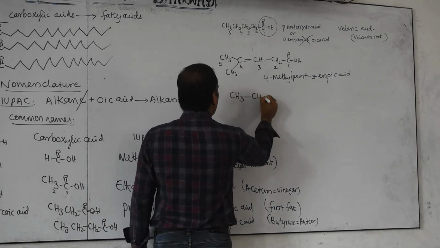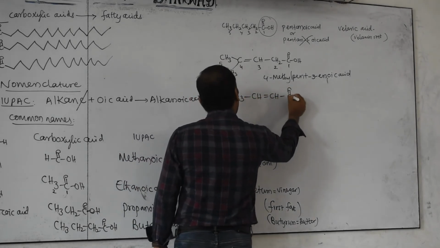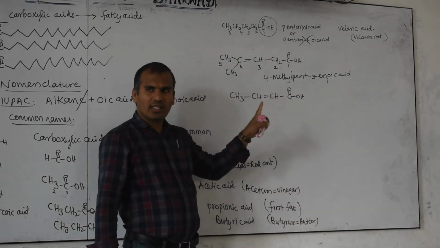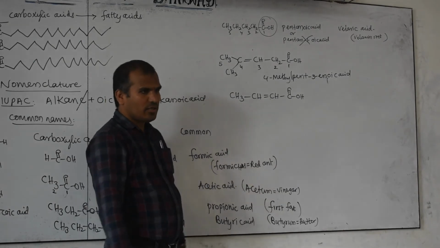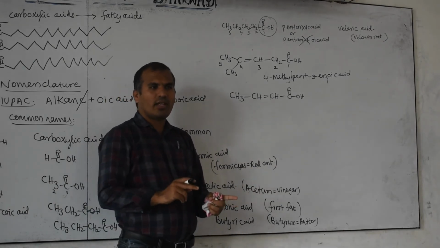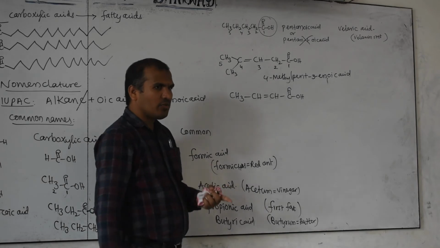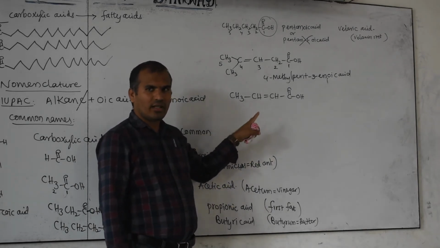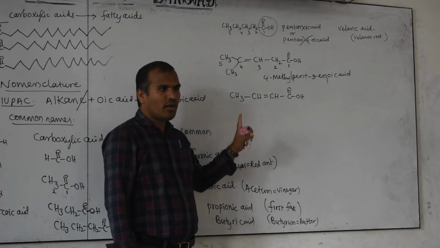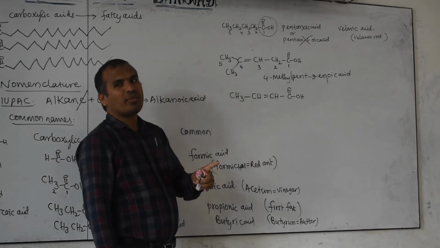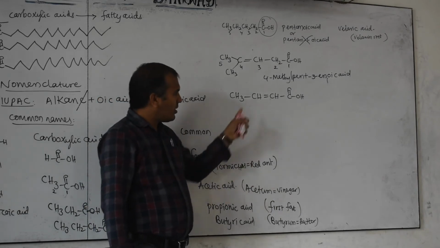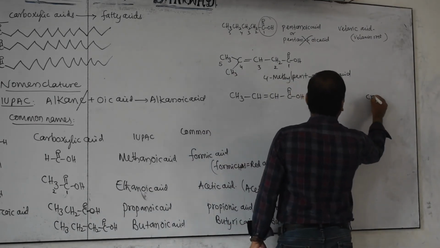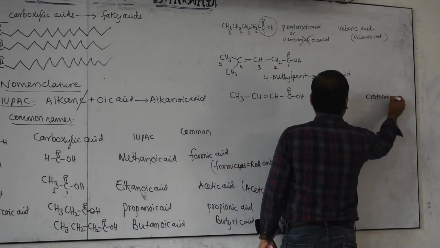CH3-CH=CH-C(=O)OH. Like the compound we discussed in the aldol reaction: 2 moles of acetaldehyde react with base, then it gives one aldol, and after heating it gives an alpha-beta unsaturated aldehyde. That aldehyde's common name is crotonaldehyde. The acid is called crotonic acid. The common name is crotonic acid.